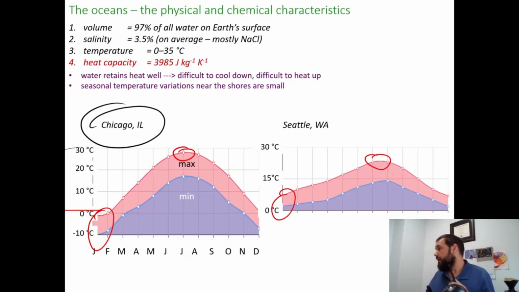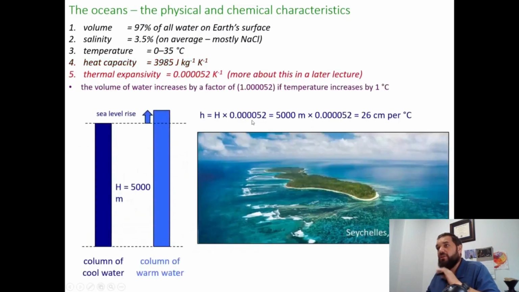Okay, so now we're getting on to number 16. We covered that. Another thing we want to talk about is the thermal expansivity of water. So what does thermal expansivity mean? Well, you might know that when the temperatures of some materials change, their volume changes as well.